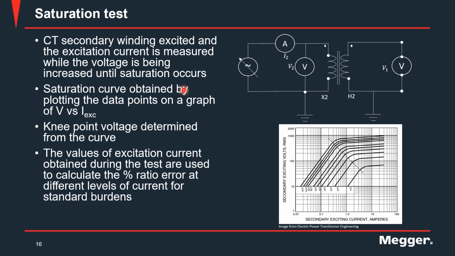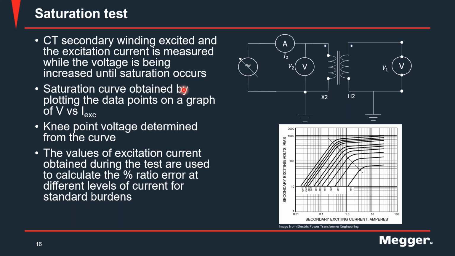What we'll see is that the relationship between the voltage and current is linear. So you will see a straight line with a positive slope, but as the voltage reaches a certain value, you will see that the slope starts to become less steep and the curve starts to flatten out. And at that point, we say that the core is approaching saturation.